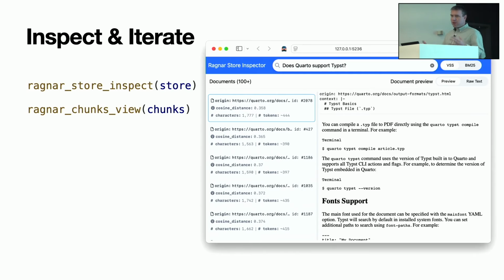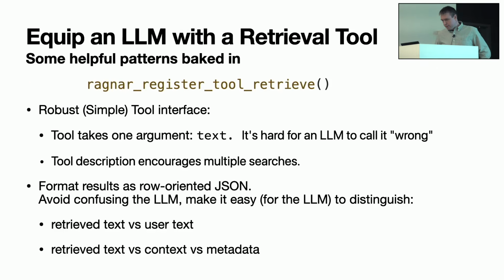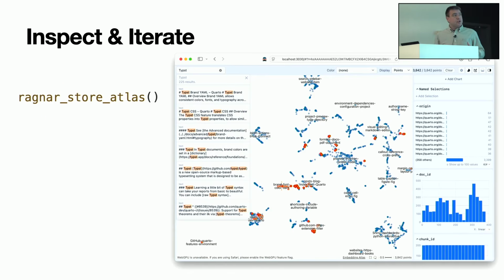At the top there, you can choose your search method. And you can preview the chunks as either markdown or as raw text. There's another inspection tool that we added recently called the Store Atlas, and here you can have UMAP projections. This is a great way to explore which chunks are clustering together using my embedding function. You can click around. It's really quite a nice interactive tool.